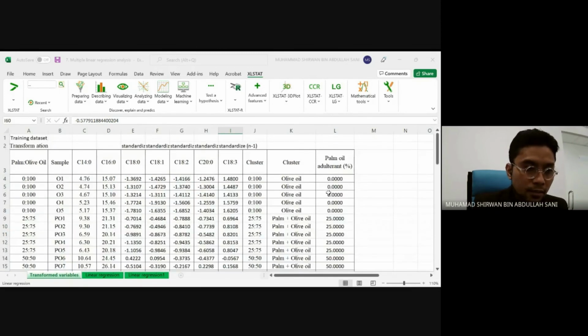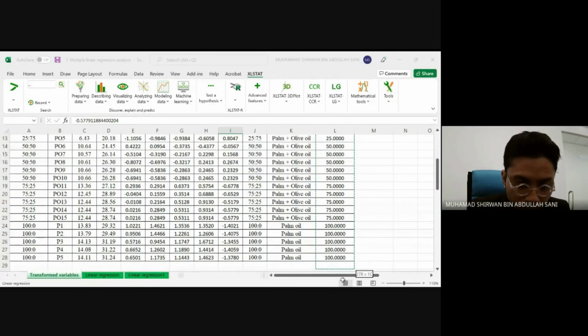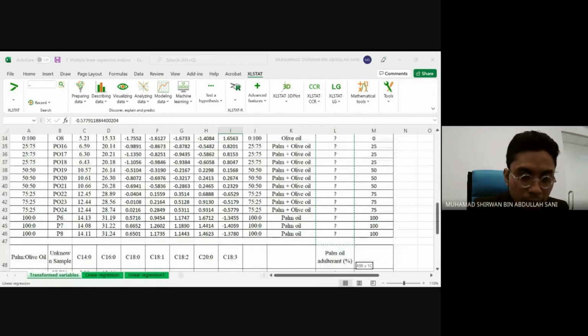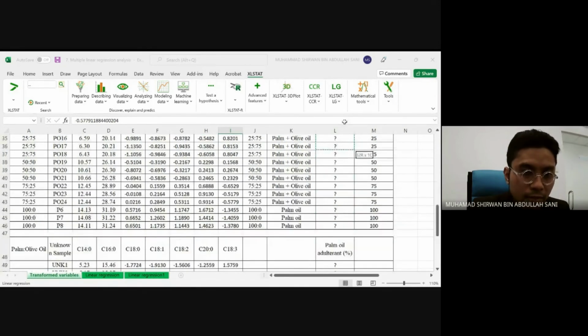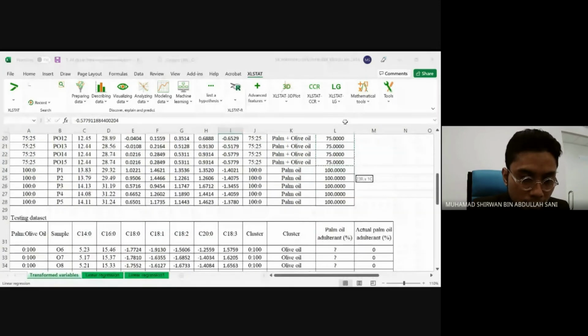Go to the testing data, training data set, click the title of palm oil adulterant, drag down to the last row of that particular table. 100% only. Don't drag all the way down. We go for testing table only.